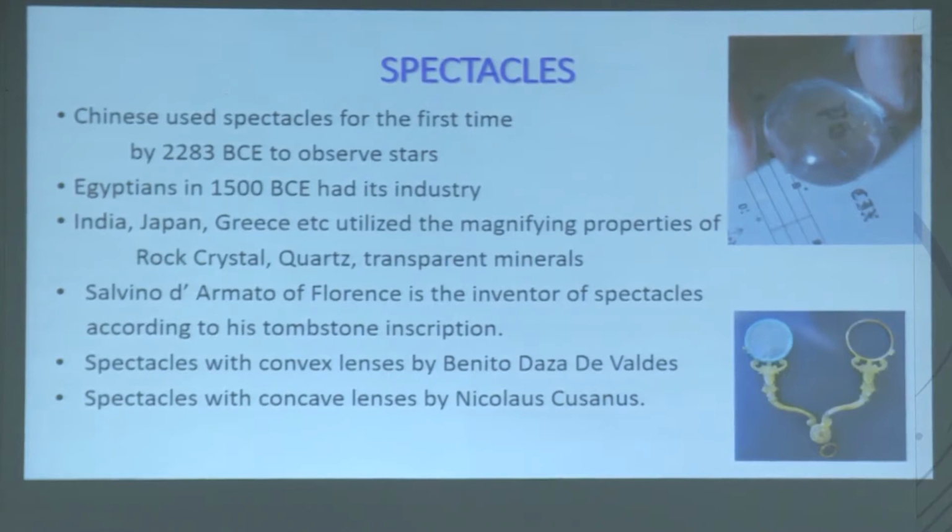Spectacles. The Chinese used spectacles for the first time by the year 2283 before the Christian era to observe stars. The Egyptians in 1500 BC had their industry. India, Japan, Greece, etc. utilized the magnifying properties of rock crystal, quartz and transparent minerals. Salvino di Armato of Florence is the inventor of spectacles according to his tombstone inscription. Spectacles with convex lenses were made by Benito Daza di Valdis, and with concave lenses by Nicolas Cusanus.